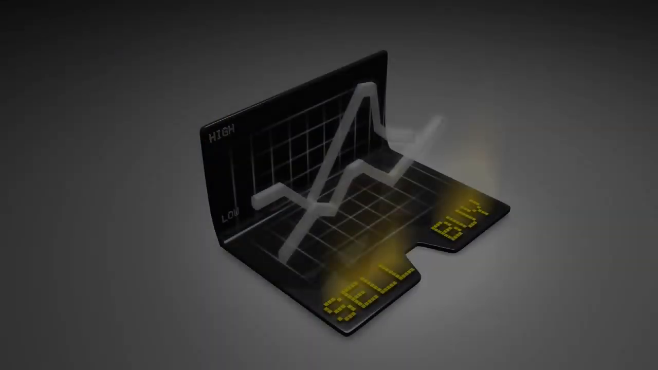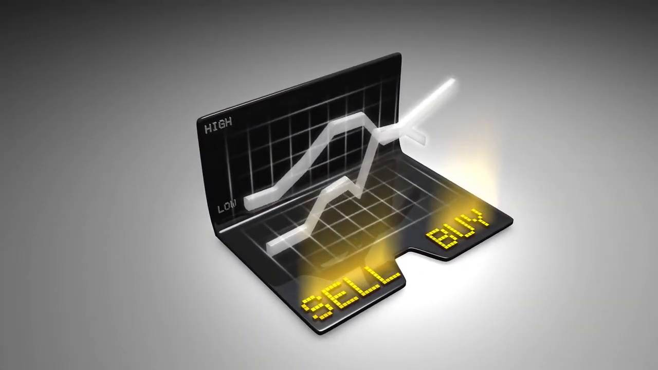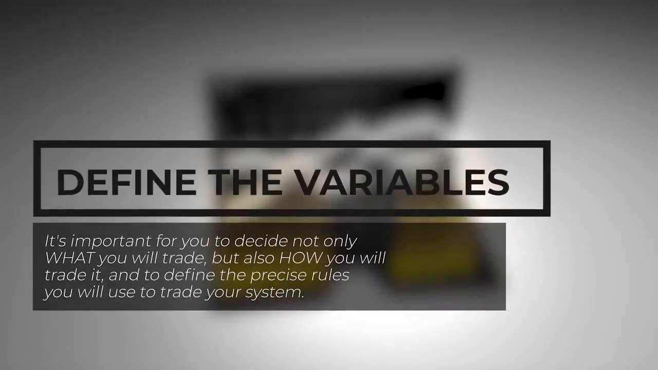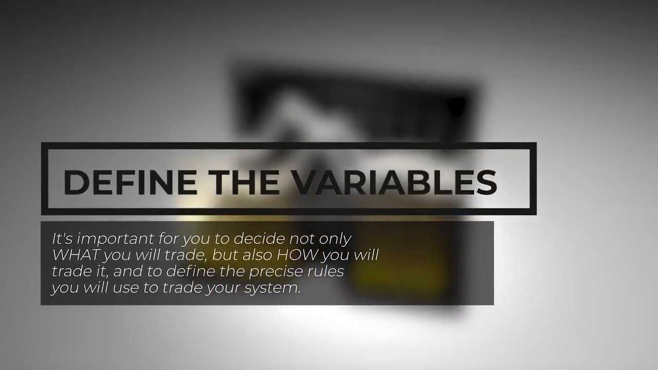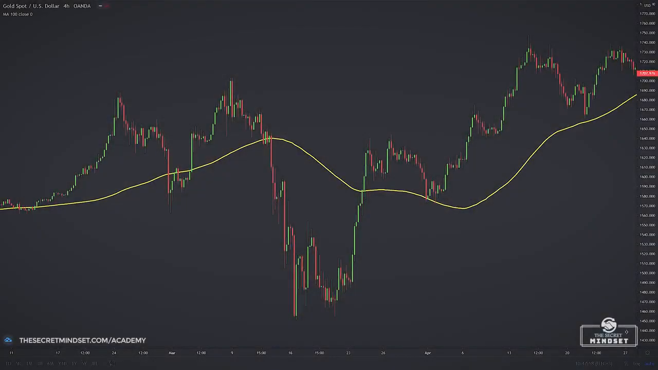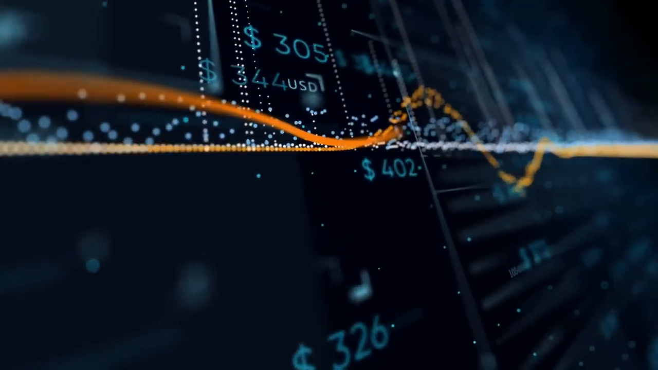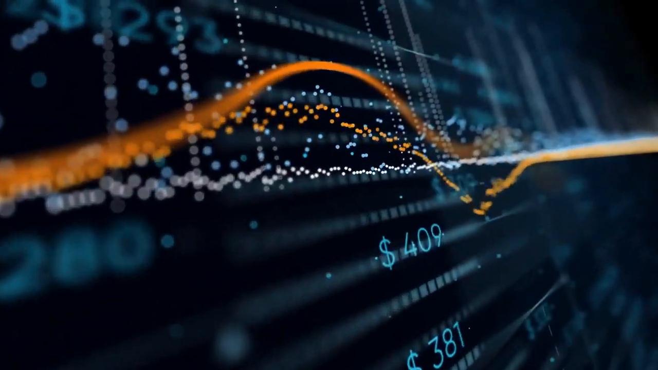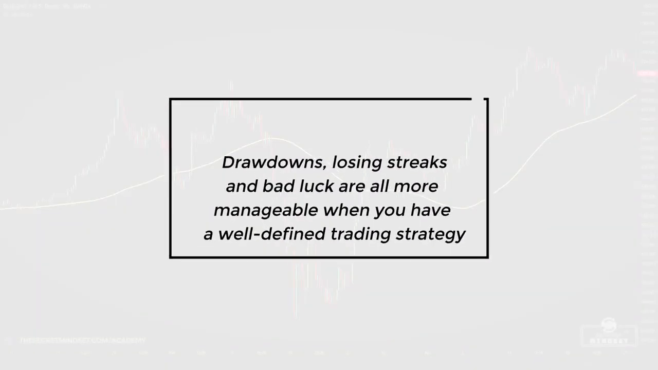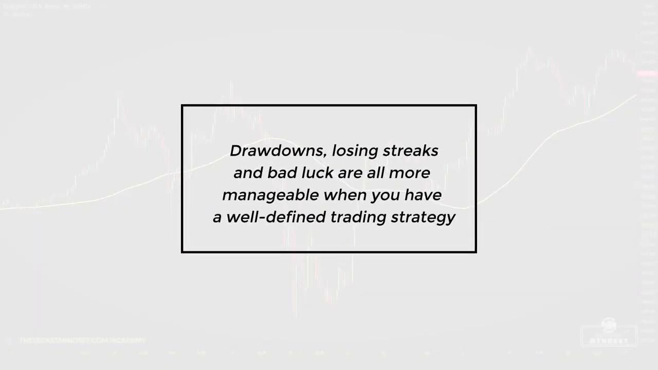As you can see, there is much more to your trading strategy than simply pressing a buy or sell button. It is important for you to decide not only what you will trade, but also how you will trade it, and to define the precise rules you will use to trade your system. Defining all these variables for your strategy up front will help you down the track when you have to endure difficult times. Drawdowns, losing streaks, and bad luck are all more manageable when you have a well-defined trading strategy in front of you.